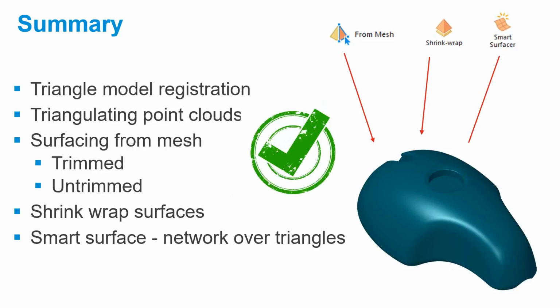We looked at surfacing from a mesh and some of the tools there. So using trimmed surfaces for those large, gently curving areas, and then using the untrimmed surfaces to close the edges off, so effectively do the fillets. But then we looked at a completely different way of working with that, which was to actually limit the triangles into patches first, and then shrink wrap the surfaces over those regions, and then use the smart surfacer with network over triangles to create the fillet in between afterwards. Okay, so hopefully that's given you an insight into some of the tools that are available there for reverse engineering over triangle models with Powershape.